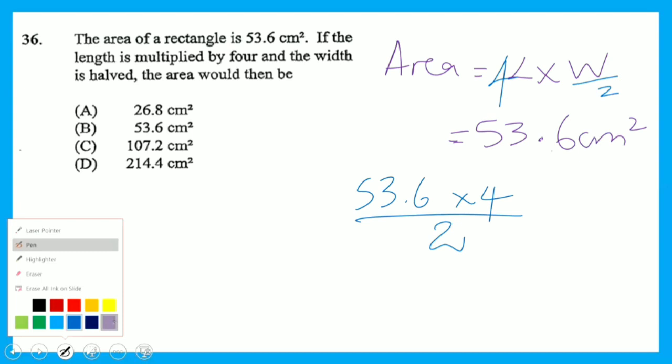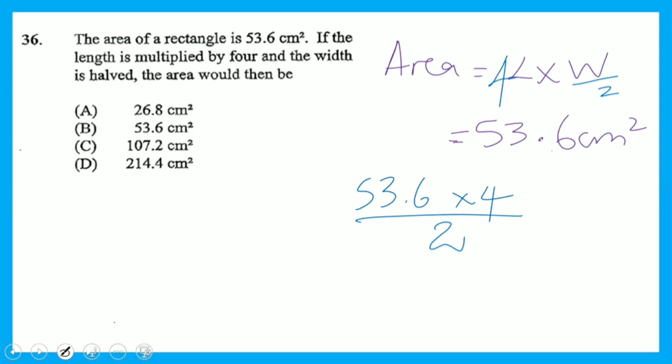What would the area now be? All right, so you're going to simplify this. You're going to evaluate this. 2 into 4 goes 2 times. We're in the paper 1 exam, so you are not allowed to use calculators. And then you just go ahead and multiply 53.6 times 2. As I said, you've done this question before, and I've encouraged you to practice multiplying your decimals. Our answer is going to be 107.2.